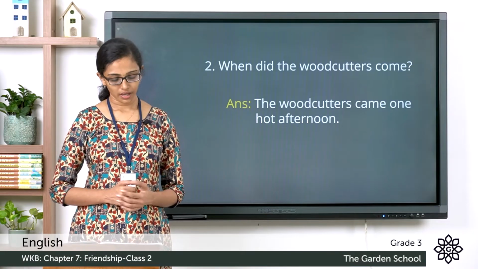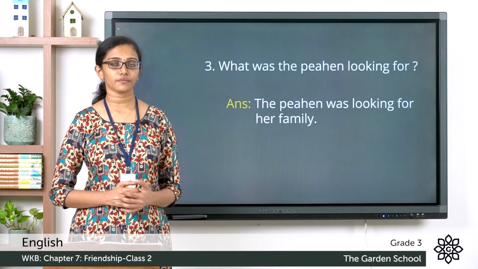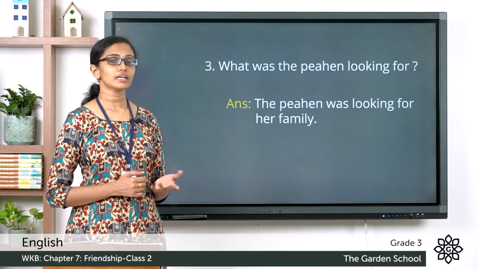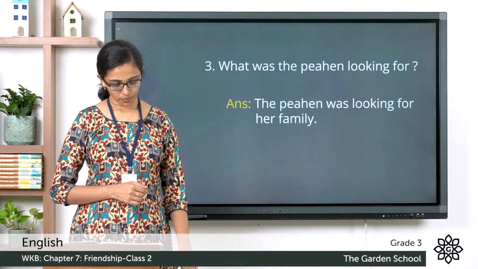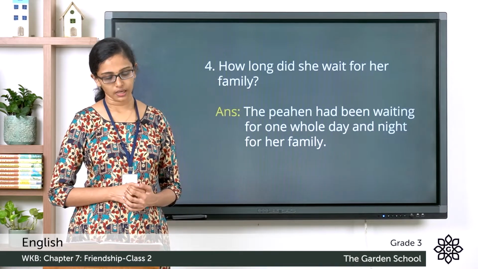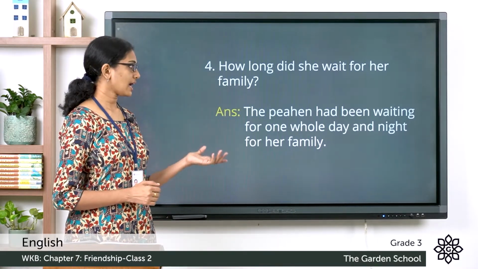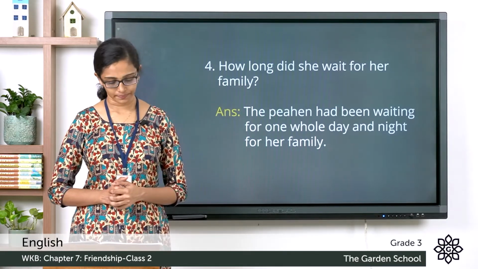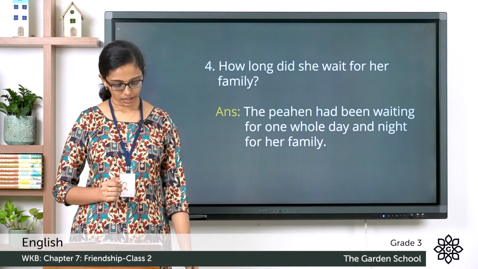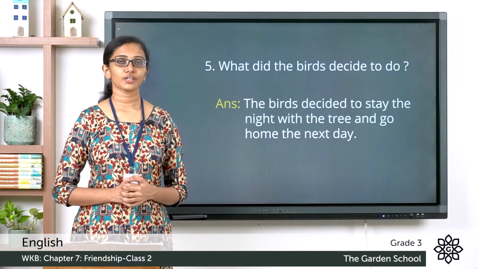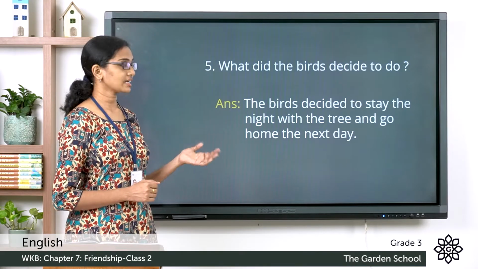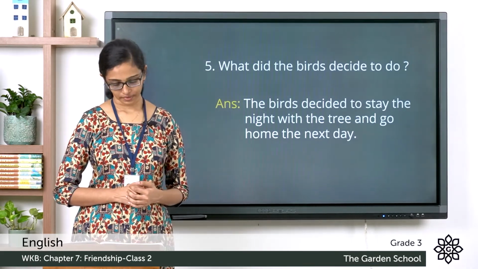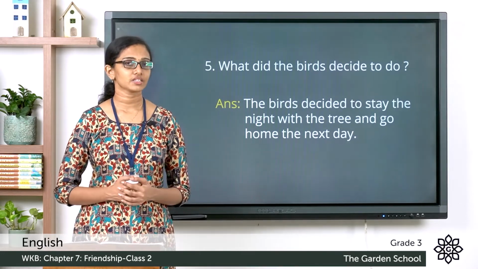Now the third one, what was the peahen looking for? The peahen was looking for her family. Now the fourth one, how long did she wait for her family? The peahen had been waiting for one whole day and night for her family. Now the fifth one, what did the birds decide to do? The birds decided to stay the night with the tree and go home the next day. So children, I hope these questions and answers are clear to you.